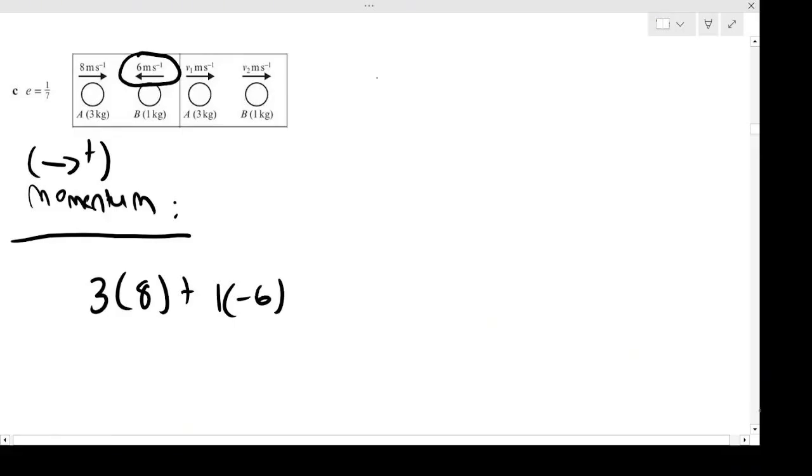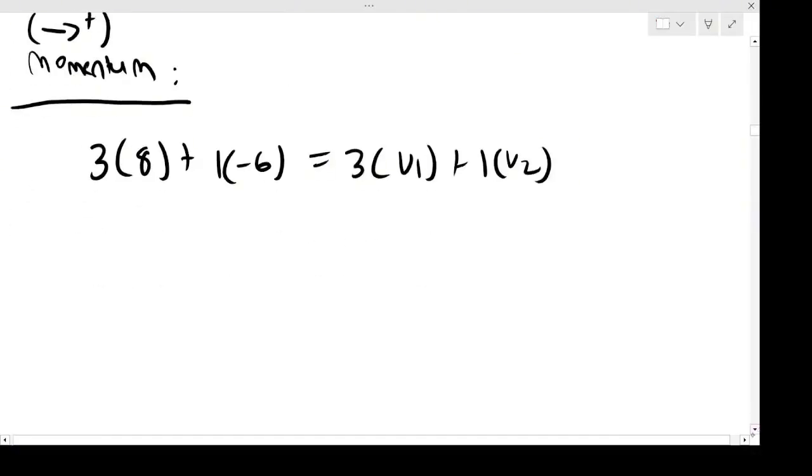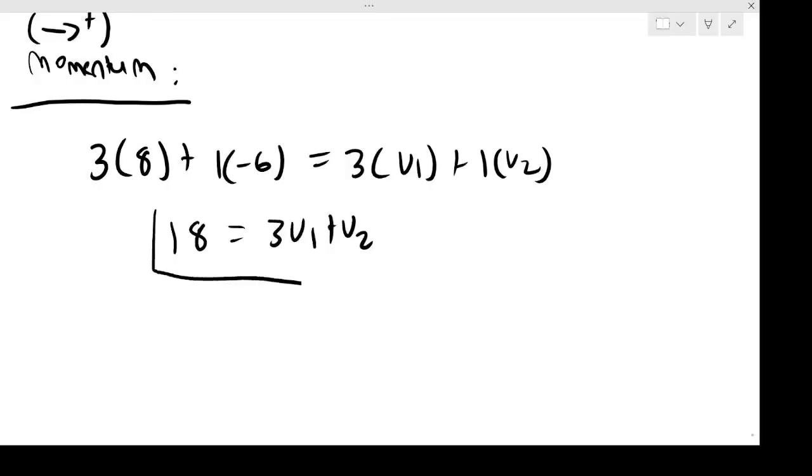And then that's going to equal the momentum afterwards. So it's going to be 3 lots of v1. That's going to be positive because v1's going forwards, and then 1 lot of v2, which is also positive because it's also going forwards. Hopefully happy with the directions. So if we simplify this, 3 times 8 is 24 minus 6 goes to 18, equals 3v1 add v2, and that's my first equation.